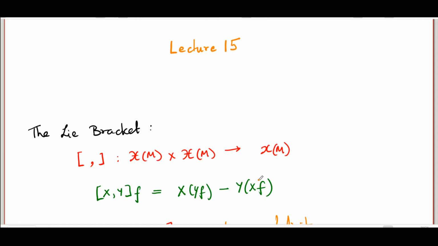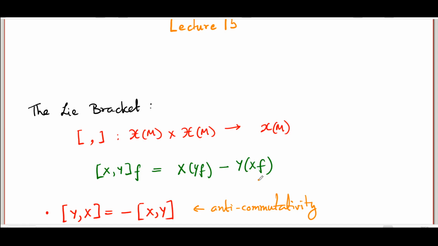We had also shown that it has certain very important properties. One important property which this bracket has is that it is anti-commuting. That's rather obvious from the definition. If you switch X and Y, the sign changes.